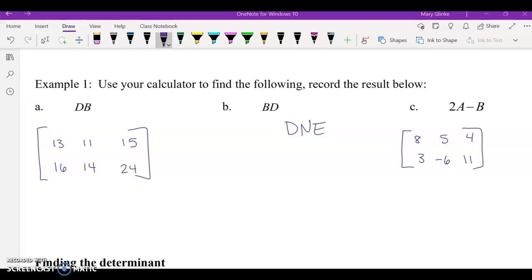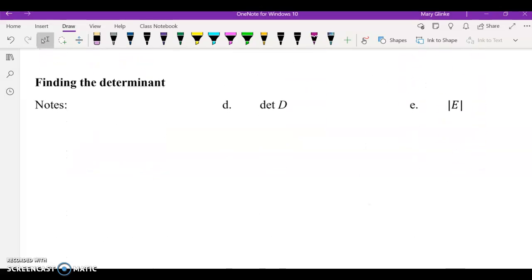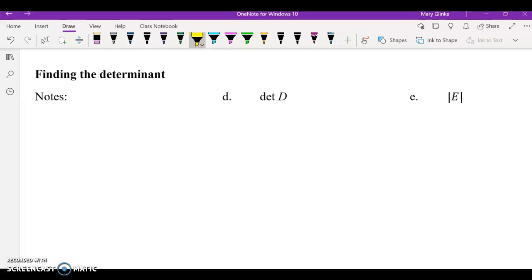Your calculator can do addition, subtraction, and multiplication, but it also can do what we have recently done with the determinant. Woo, there we go, the determinant. Remember notationally, our determinant can be notated by DET or by using something that looks like absolute values. Both of these are referring to finding the determinant.